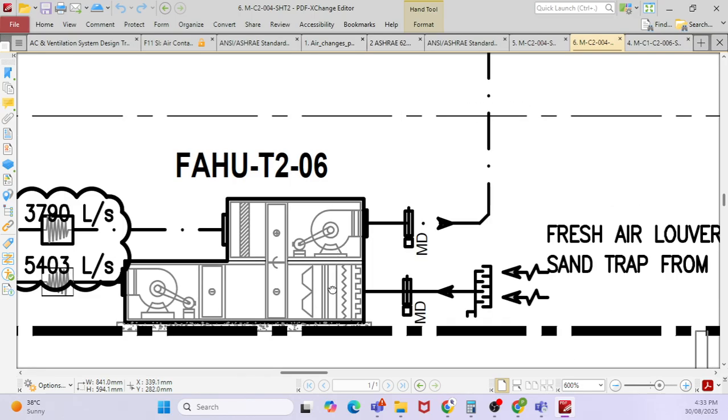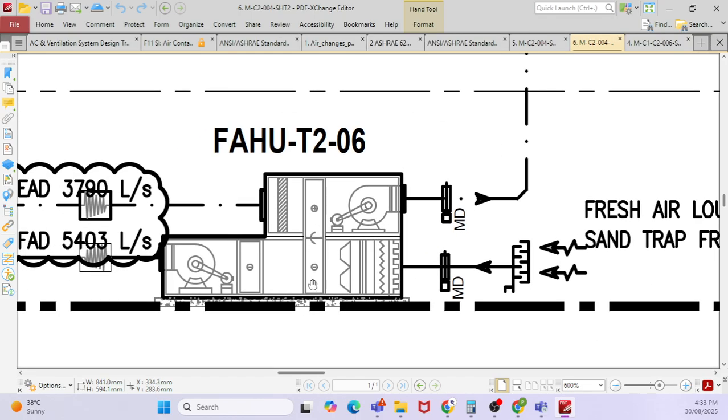Okay, then you have the cooling coil. This is the cooling coil here, and this is the thermal wheel. You will have a thermal wheel, a total heat recovery wheel, or a sensible wheel. Sometimes you have a heater, sometimes you have a humidifier. There are different components inside the FAHU.